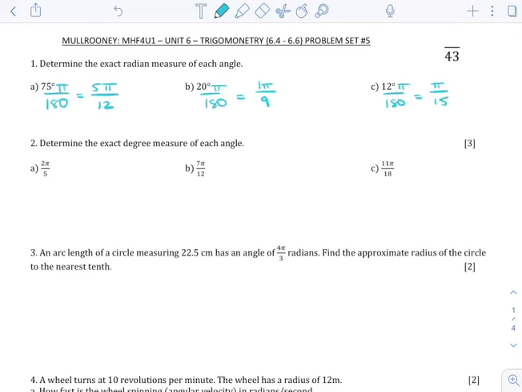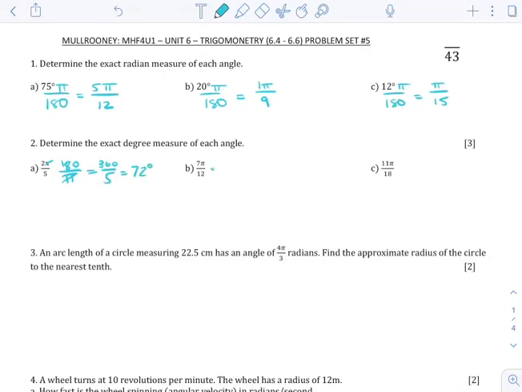Next one, determine the exact degree measure of each angle. So that's the opposite. I'm going to multiply by 180 over pi. The pi's will end up canceling out, and we have 360 divided by 5. And when I put 360 divided by 5 into my calculator, we get 72 degrees.